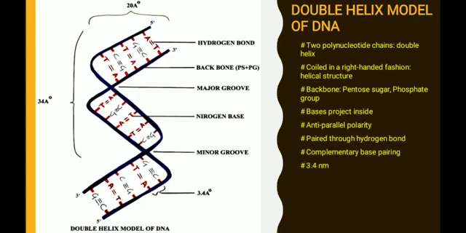And the length of one complete turn of DNA molecule is 34 Angstrom. 34 Angstrom means 3.4 nanometer. That is the length of one complete turn. The reason is the distance between the adjacent base pairs.